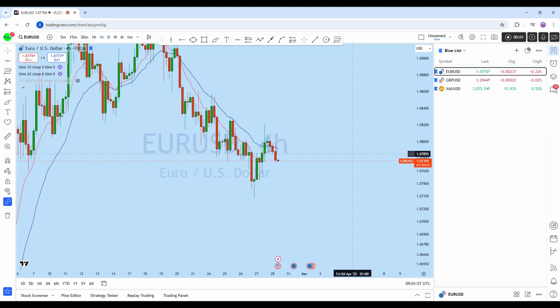Hello trader, this is a complete multi-time frame analysis on EURUSD, British pound US dollar and gold. We can see that we are almost at the end of the week, and there is also a monthly close nearing, so we can expect increased volatility in these instruments, as this is also the weekend on Friday.